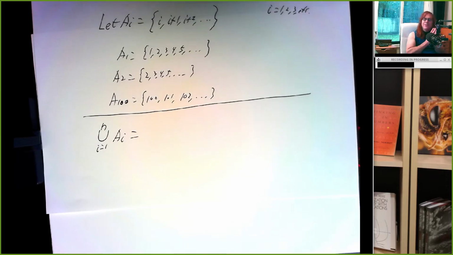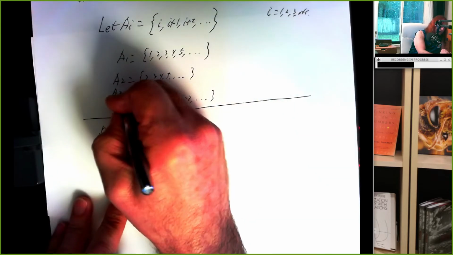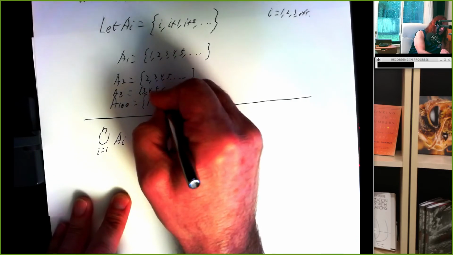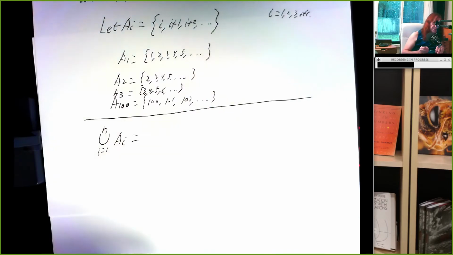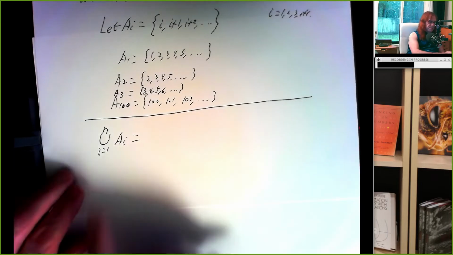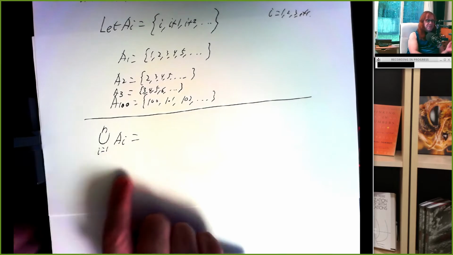So, but yeah, let me add A3 on here. So that's the integers 3, 4, 5, 6, and on up. And suppose I take the union from 1 to 3. So I take A1 union A2 union A3. What do I end up with?